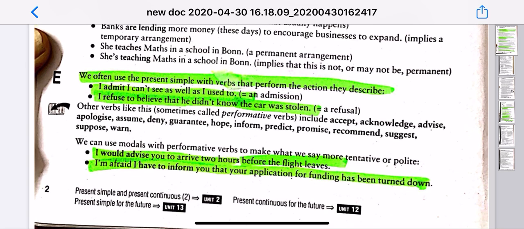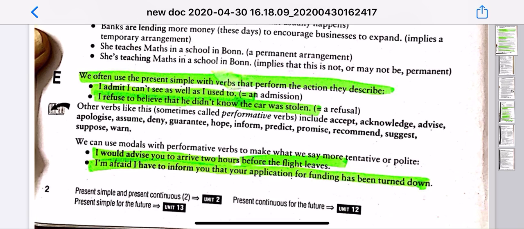She teaches maths in a school in Bonn, a permanent arrangement. So, this is something like she is permanently placed in that particular school and her subject is maths. So, this sentence they have used: she teaches maths in a school in Bonn. Like I teach English in Sri Ram Model School. I am HOD in Sri Ram Model School. I take care of three branches' academics.